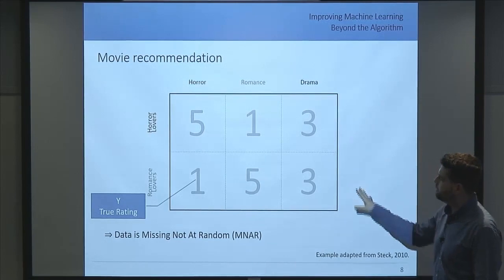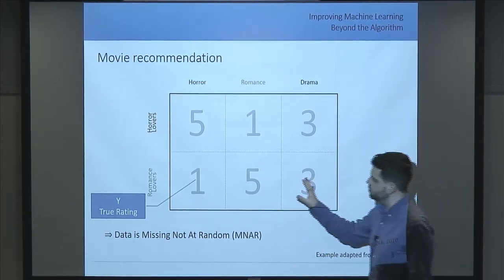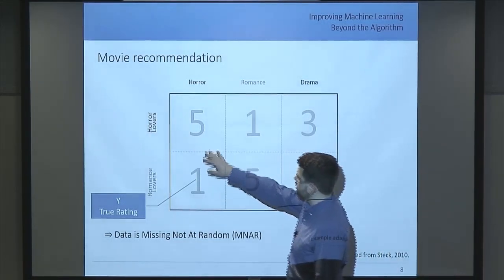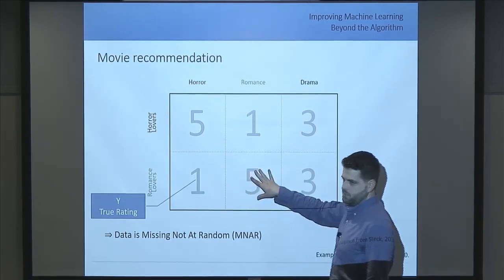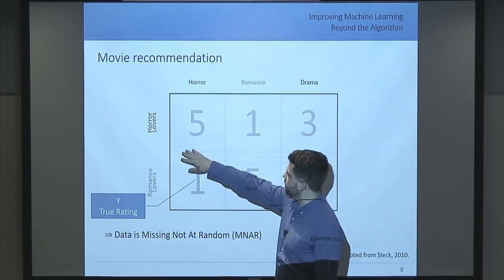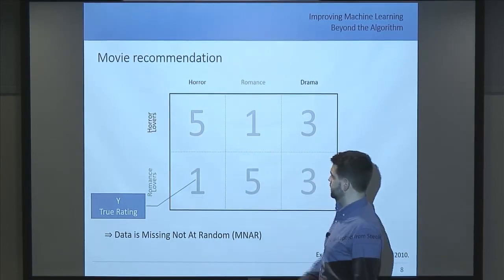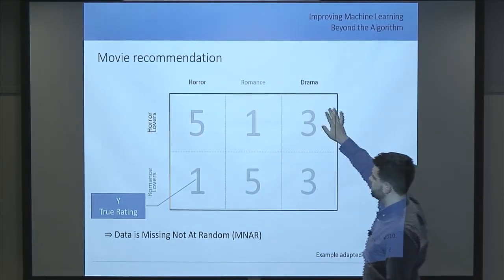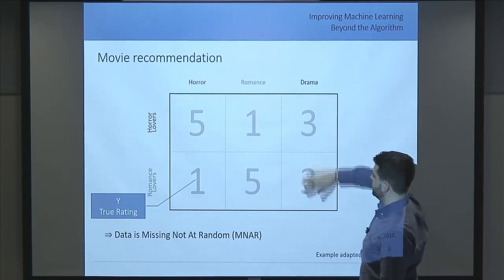In this toy example, we have two user groups, romance lovers and horror lovers. Romance lovers love romance movies, but hate horror movies. And horror lovers love horror movies, but hate the romance movies. And both user groups are indifferent with respect to drama movies.